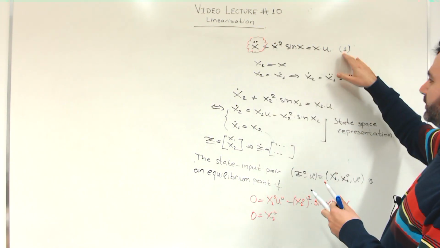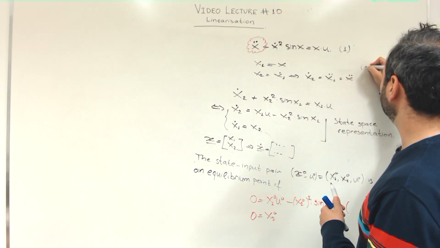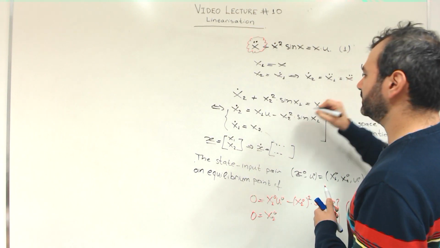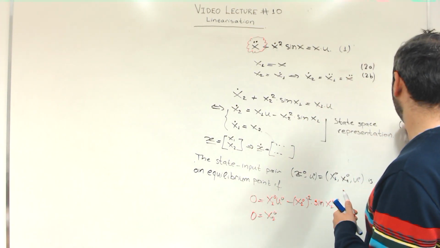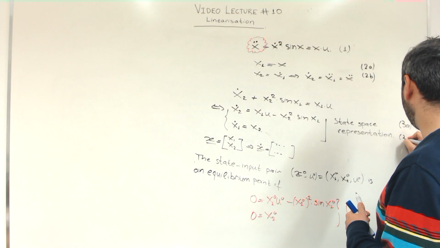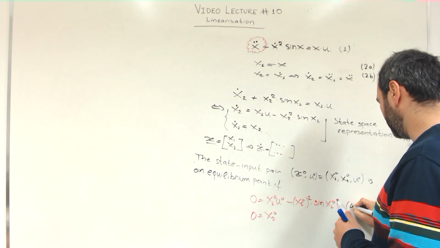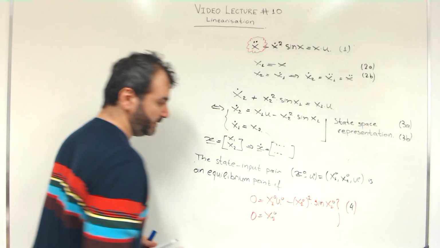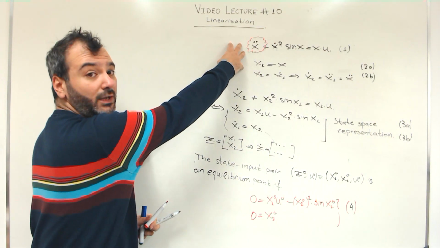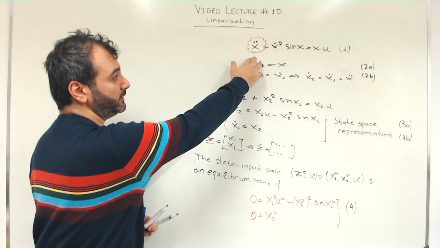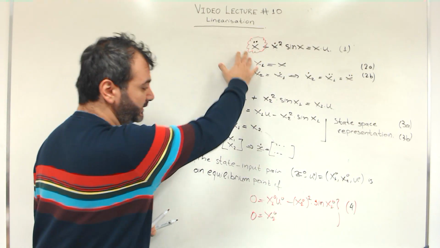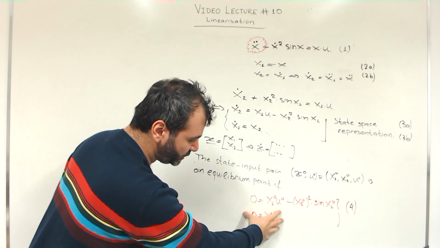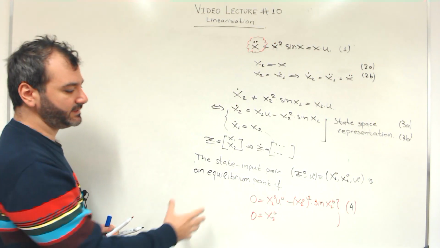So this is equation number 1. Let's say equations 2a, 2b, equations 3a, 3b, and these are equations 4a and 4b. So we have taken this nonlinear second order differential equation, we have written it in state space representation, and we have derived the conditions that are satisfied by its equilibrium points.